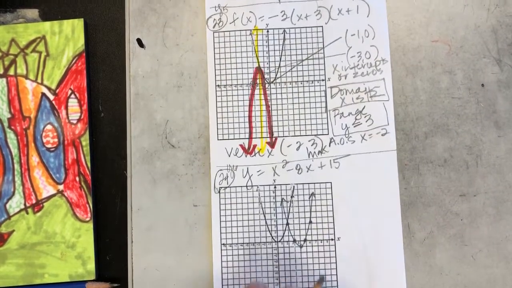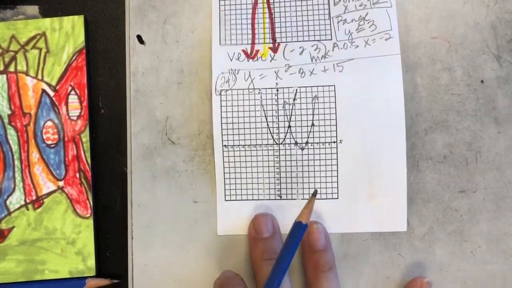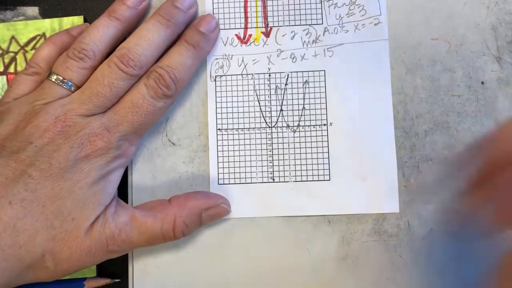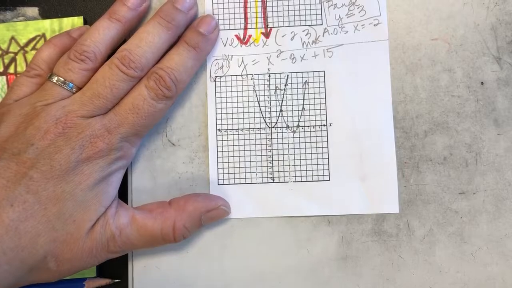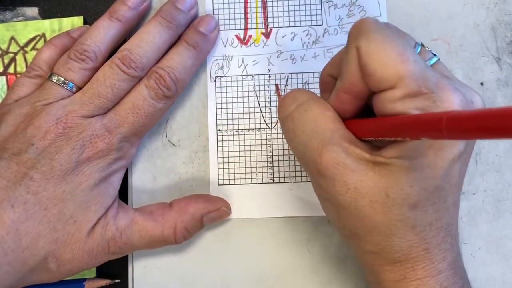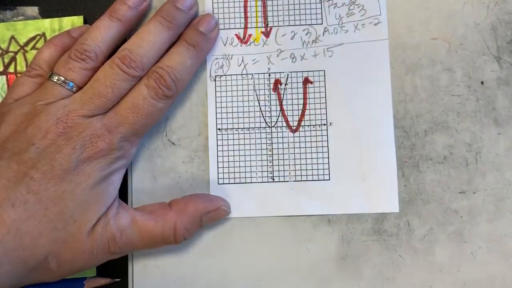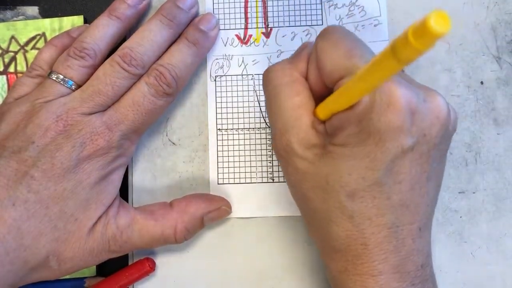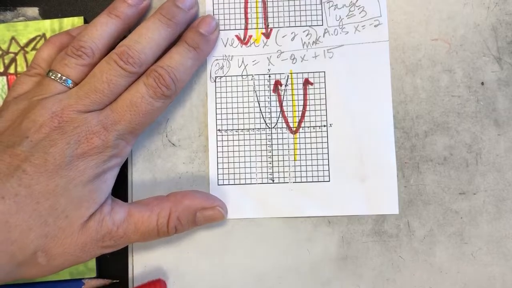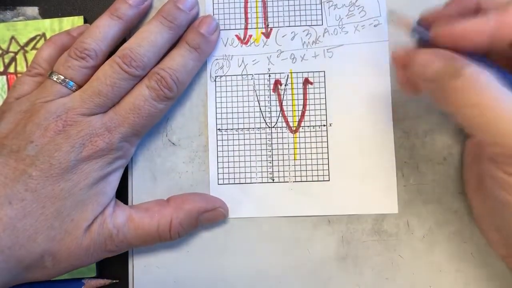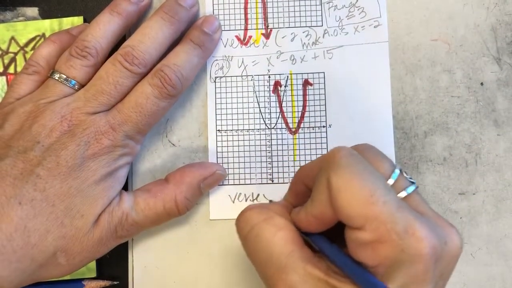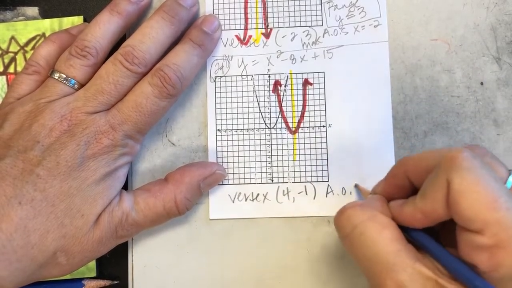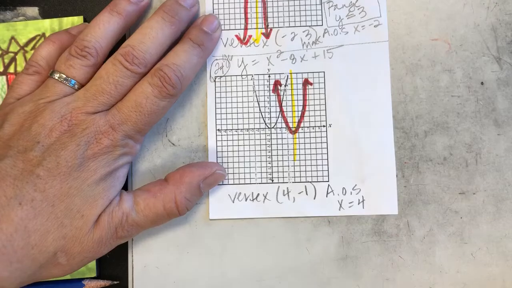Number 24. I'm going to keep moving along. You guys can spend more time with this later. It'll be posted publicly. Number 24. Let me just highlight my graph. Put my axis of symmetry on there. Vertex is looking like 4, -1. Is that right? Okay. That makes axis of symmetry equation x equals 4.